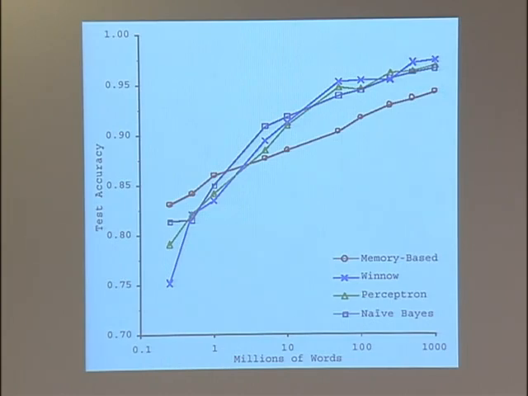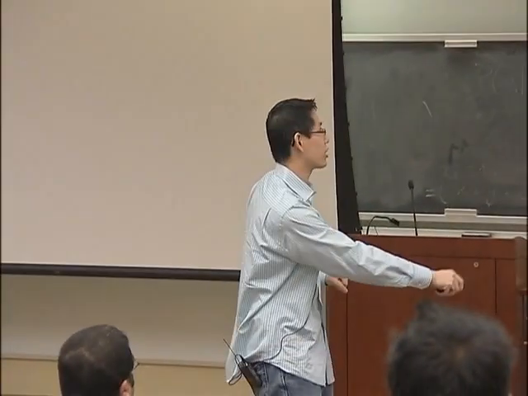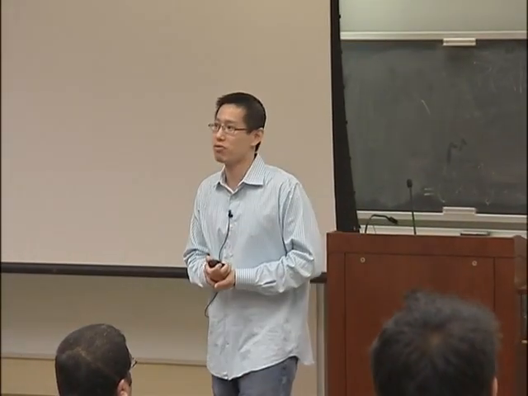So Banko and Brill back in 2001 made the somewhat controversial argument that we shouldn't actually try to work on machine learning techniques or do anything smart. We should just go out and get more data. If we just get more data, we can ride this wave to better performance.